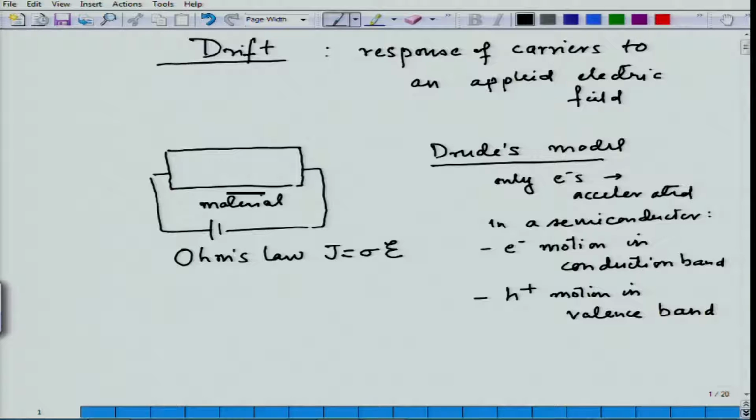So, in contrast to Root's model, when we apply a field to a semiconductor, electrons in the conduction band respond as electrons with the effective mass of the electron in the conduction band, and the electrons in the valence band respond as if they are holes with the effective mass of the hole. With this distinction, we are now going to apply the classical theory that we developed earlier to understand conduction in semiconducting materials, or the drift process, the response to electric field by the carriers.